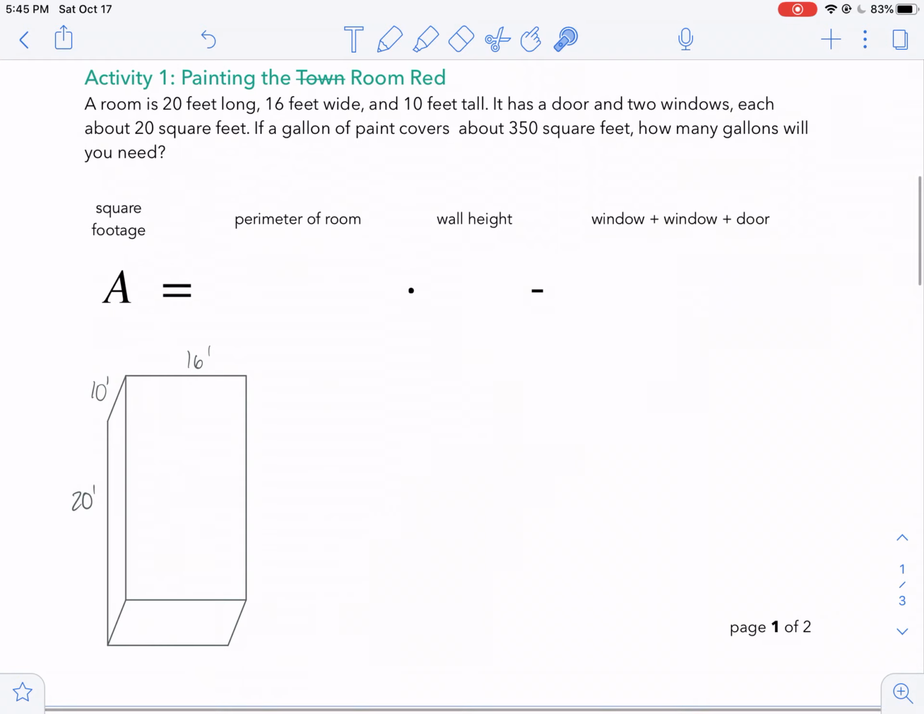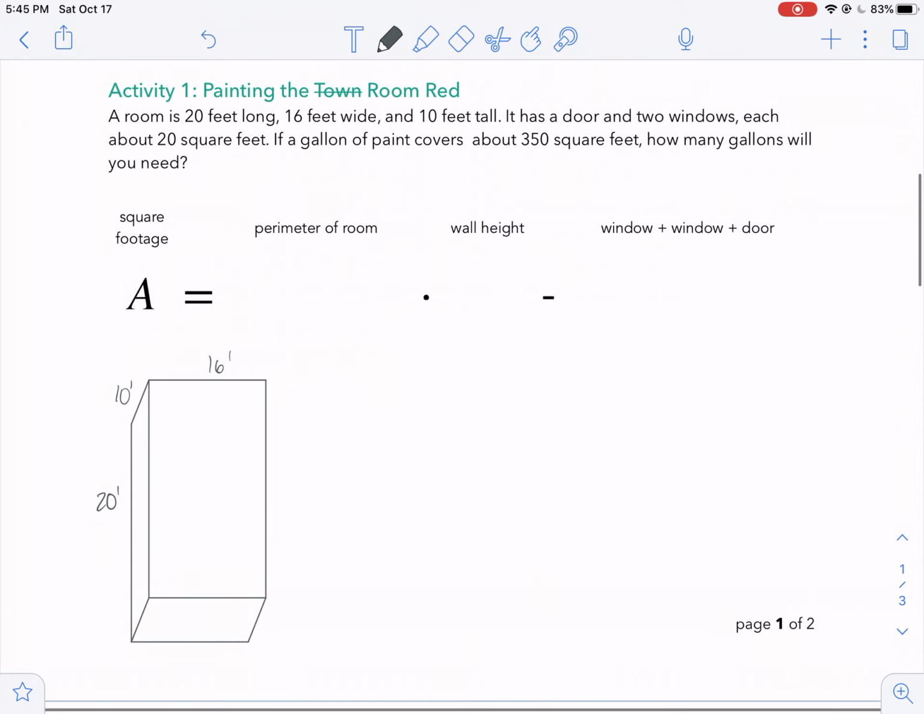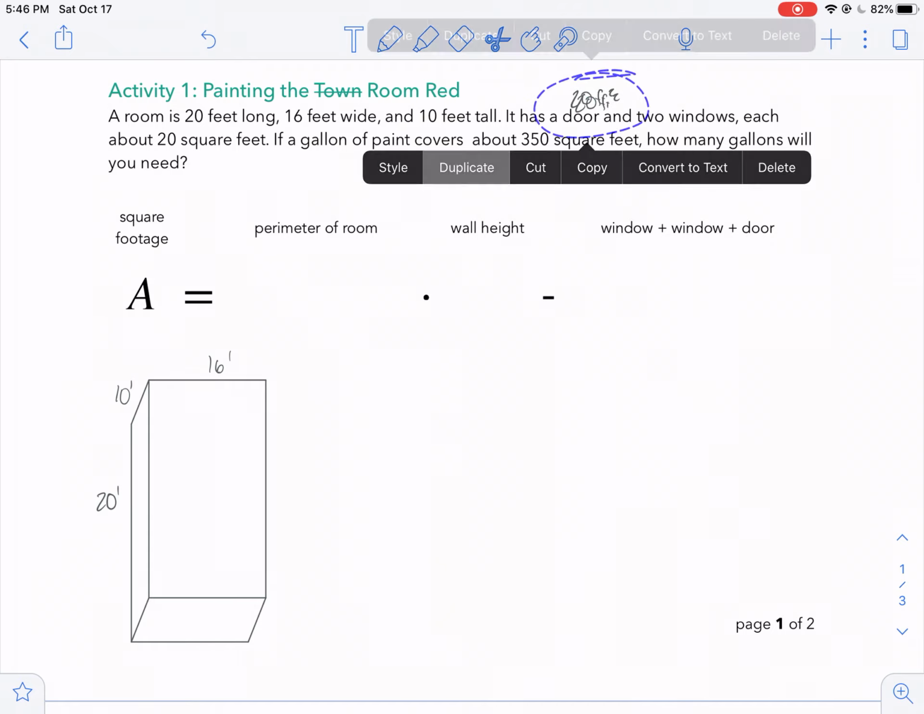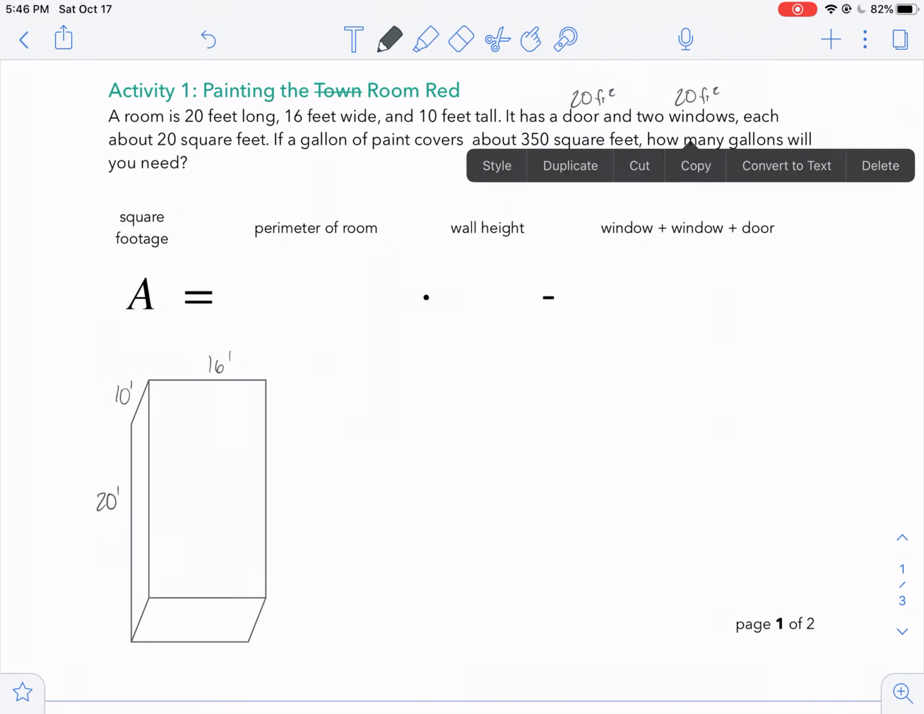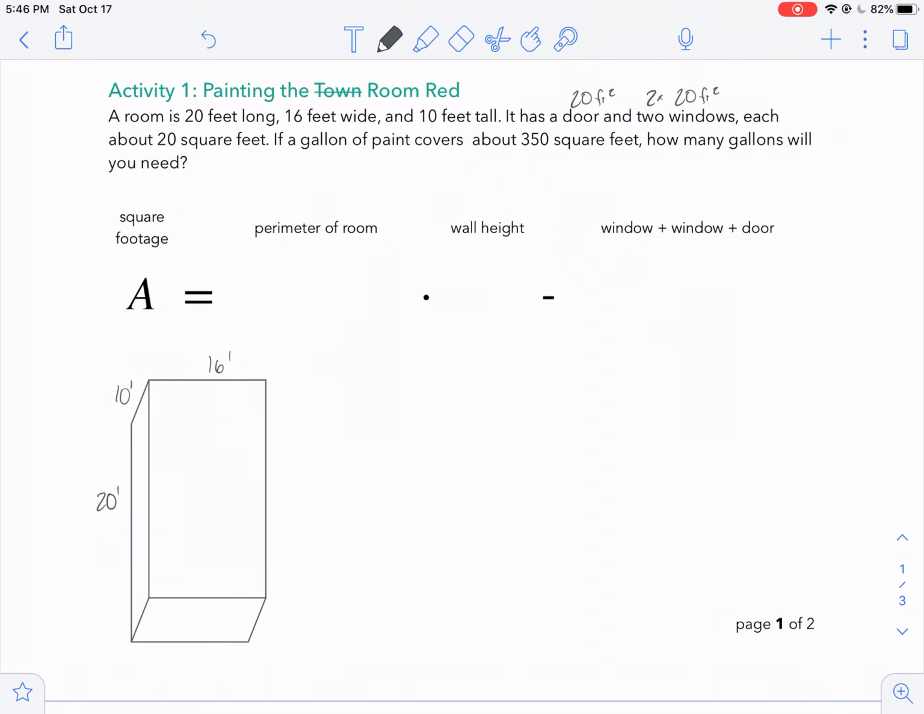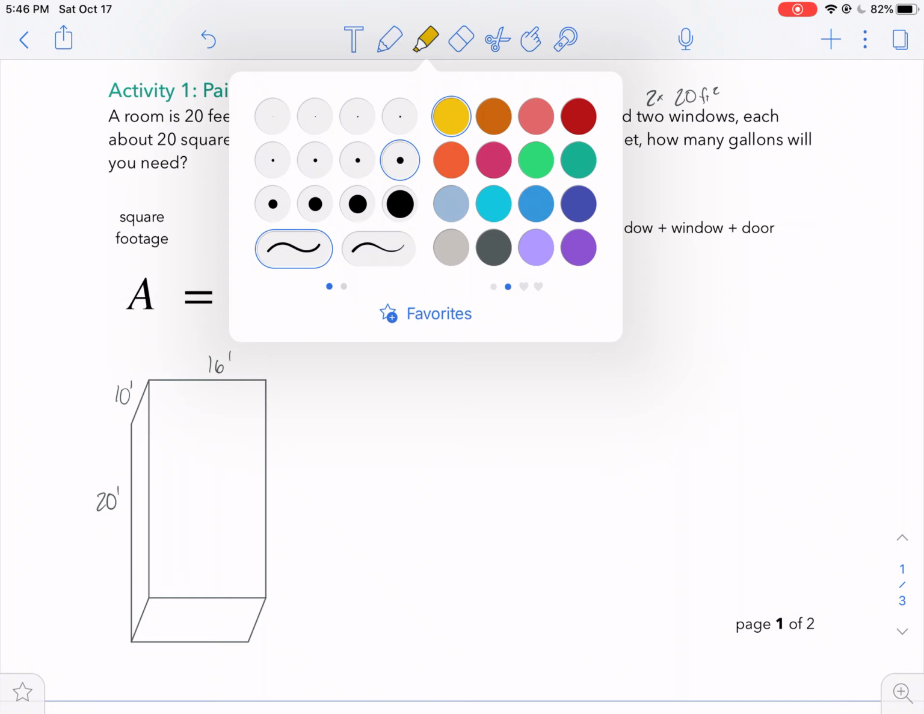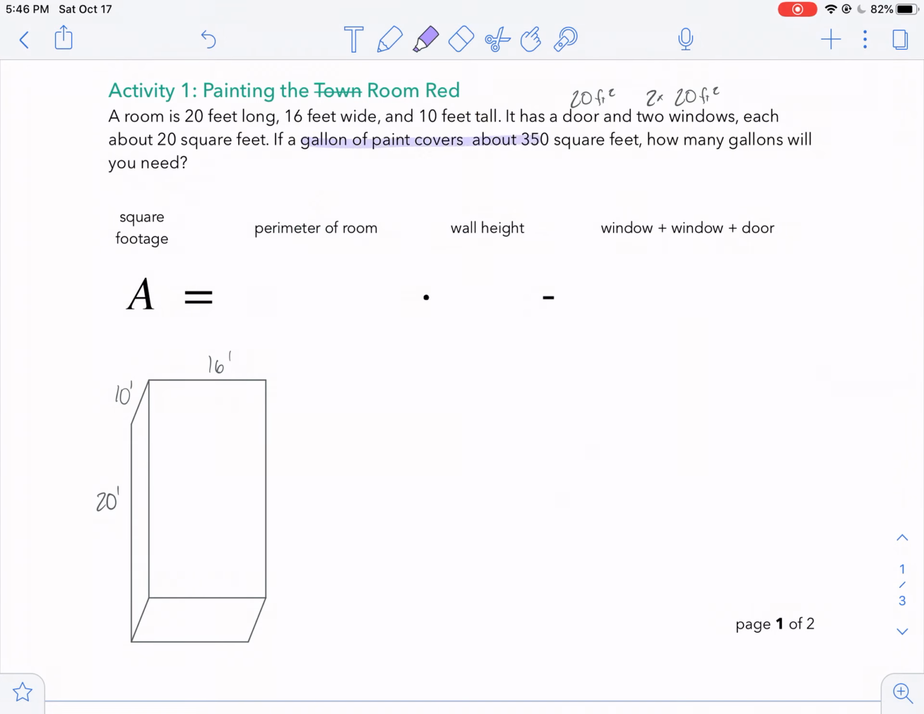It's 20 feet long by 16 feet wide and 10 feet tall. It has a door and two windows, each that are 20 square feet. So its door is 20 feet squared, its window is 20 feet squared, and it's got two of them. If you have a gallon of paint, and a gallon of paint covers 350 square feet, then how much paint do we need to buy? How many gallons of paint do we need?